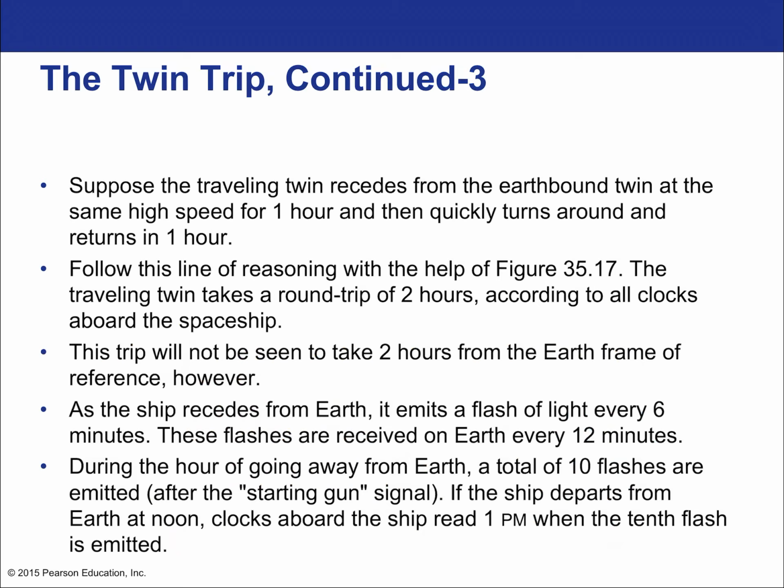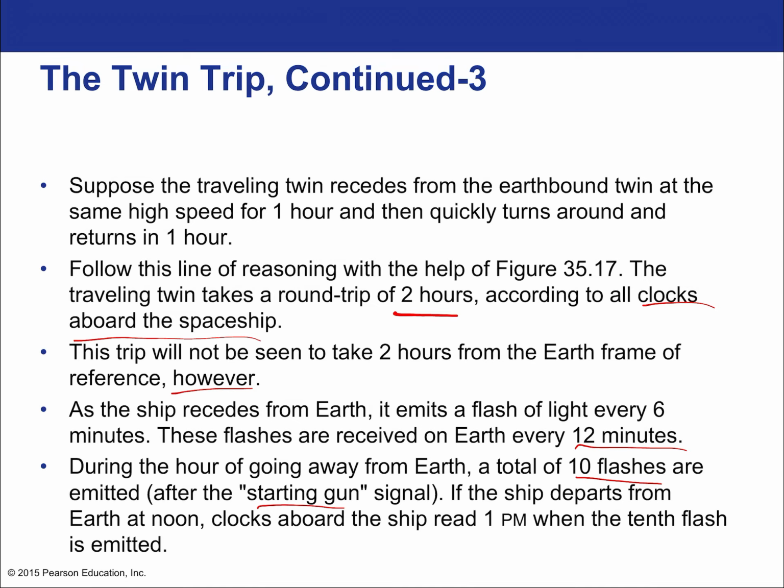Following this line of reasoning, with the help of the figures we just showed, the traveling twin takes a round trip of 2 hours, according to the clocks aboard their spaceship, including their biological clock, right? How much they age. This trip will not be seen to take 2 hours from the Earth frame of reference, however. As the ship recedes from Earth, it emits a flash of light every 6 minutes. These flashes are received on Earth every 12 minutes. And this is assuming basically a Lorentz factor of 2, which would require a certain percentage velocity of the speed of light that you could solve using the equation for time dilation. During the hour of going away from Earth, a total of 10 flashes are emitted after the starting gun.